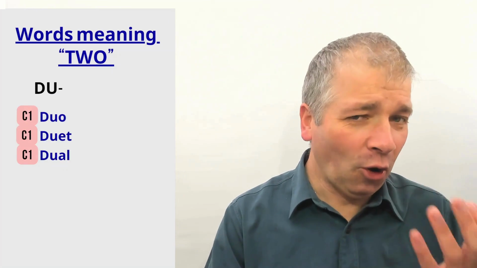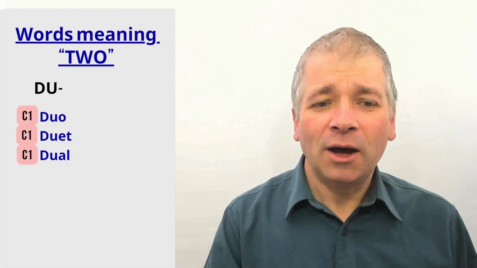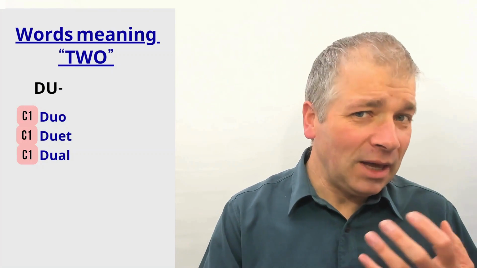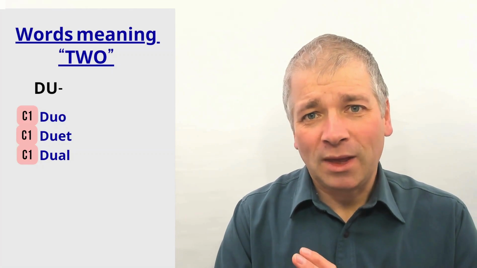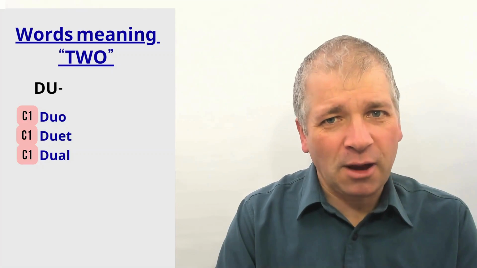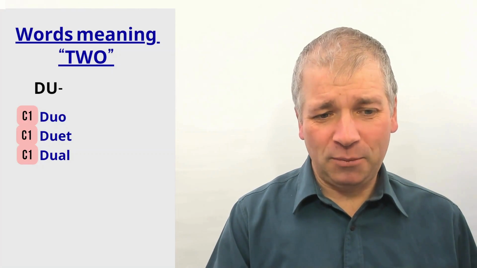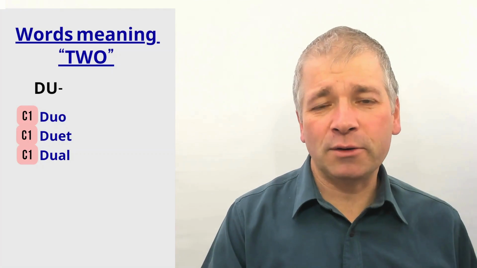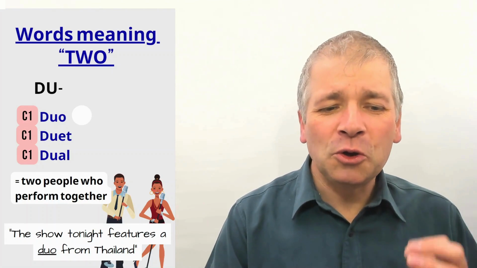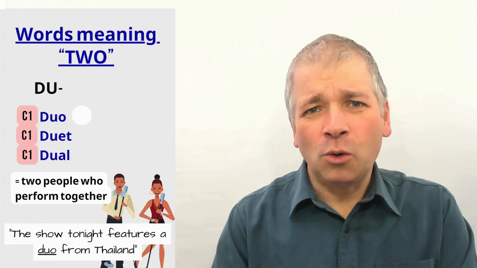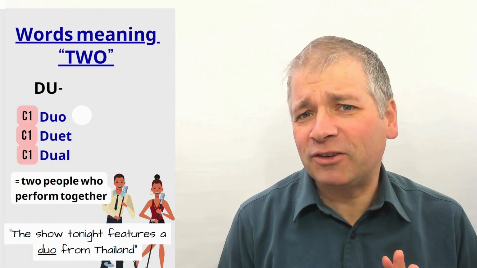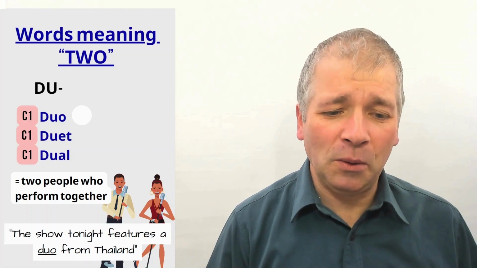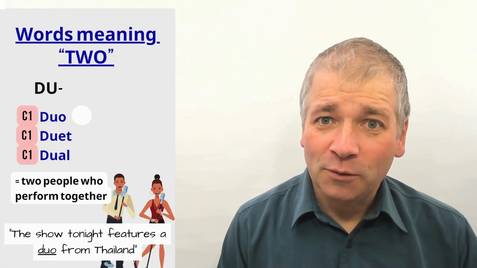And one common way of starting words that mean two is to use du at the start of a word. And here are 3 examples. There's many more, but here are just a few examples. Duo, duet, duel. And they're all fairly high-level advanced words to know. First of all, duo means 2 people who perform together, or 2 people who are known to do something together very often. They're called a duo. So perhaps the show tonight features a duo from Thailand.